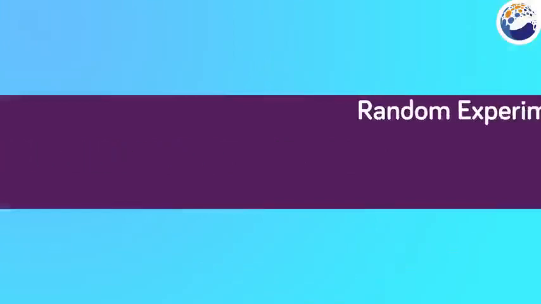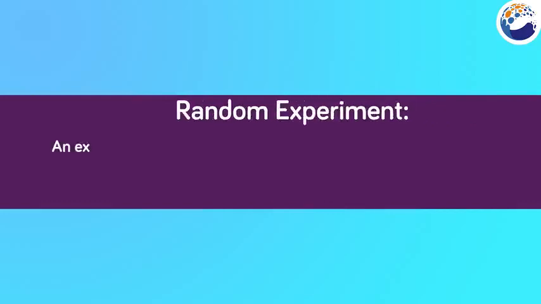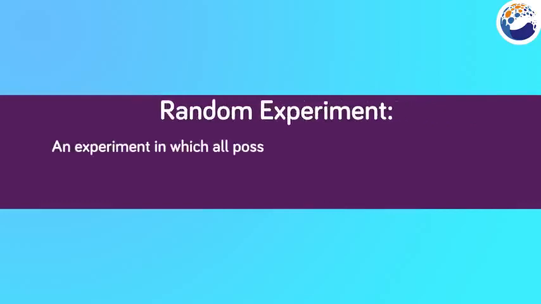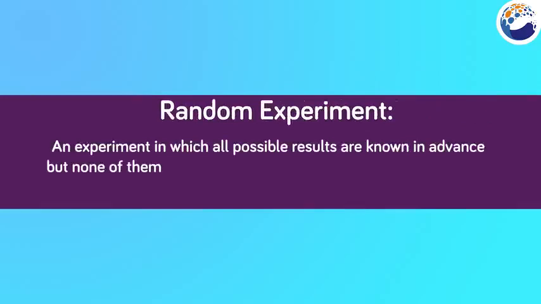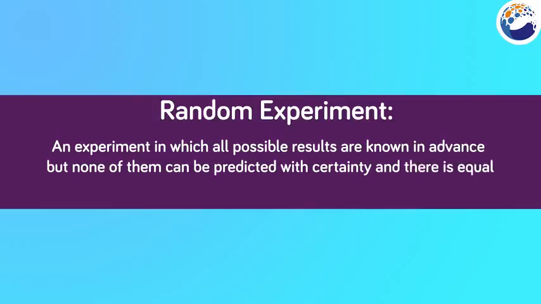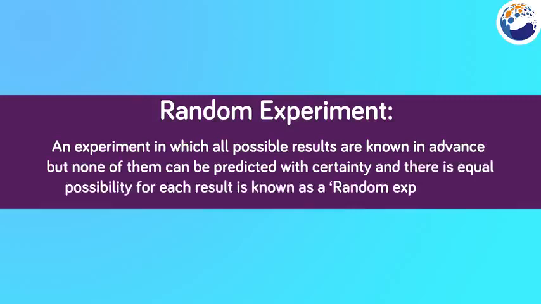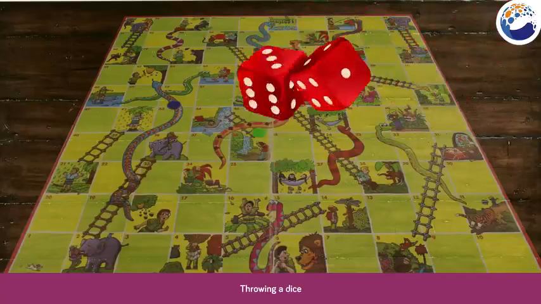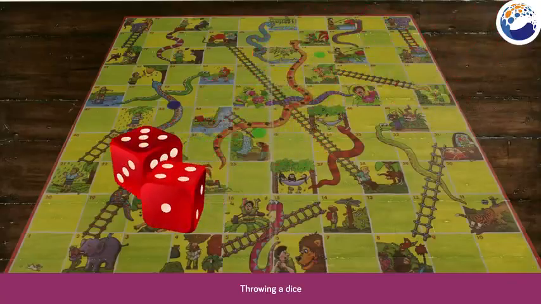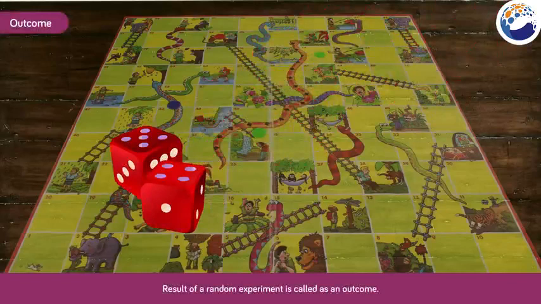First, random experiment. An experiment in which all possible results are known in advance, but none of them can be predicted with certainty and there is equal possibility for each result, is known as a random experiment. For example, throwing a dice. Outcome. Result of random experiment is called as an outcome.